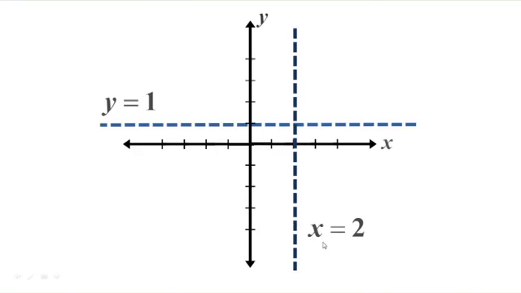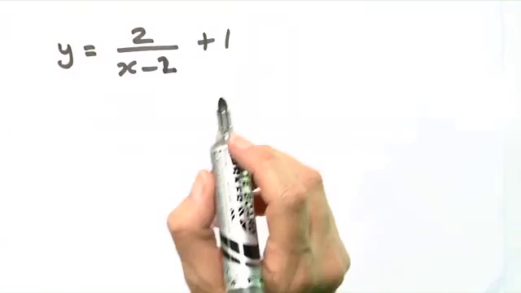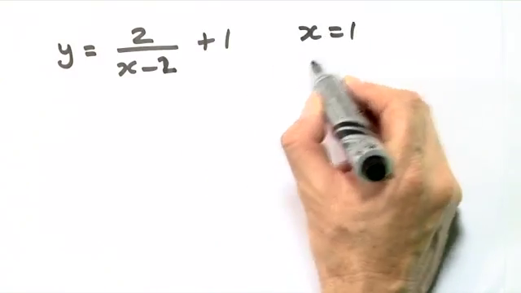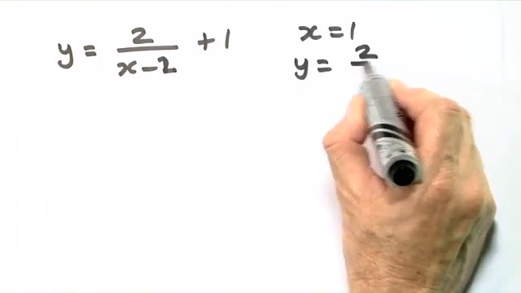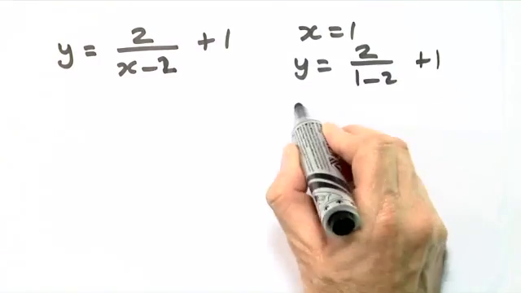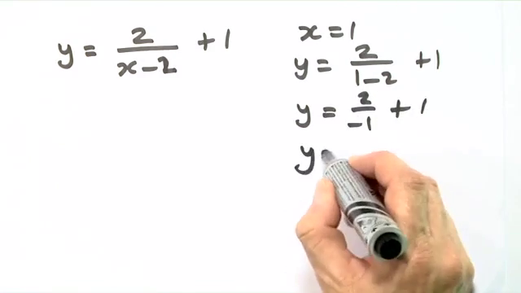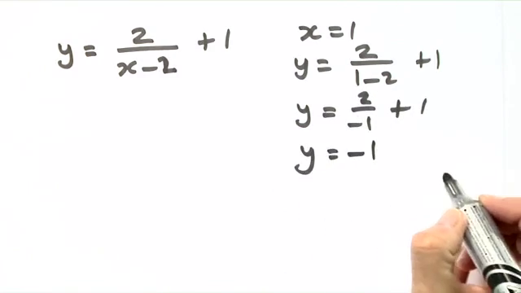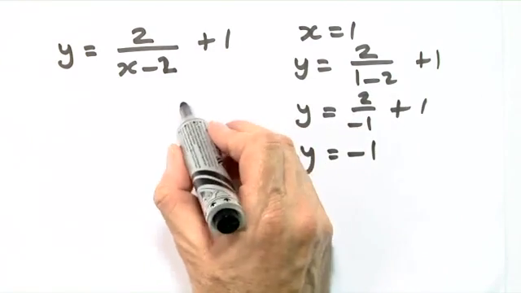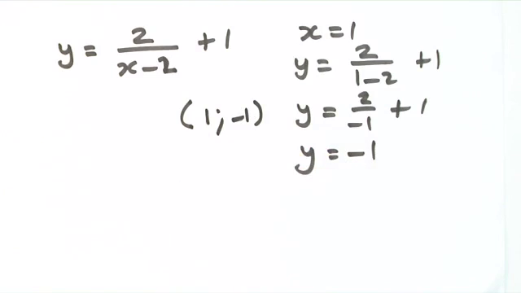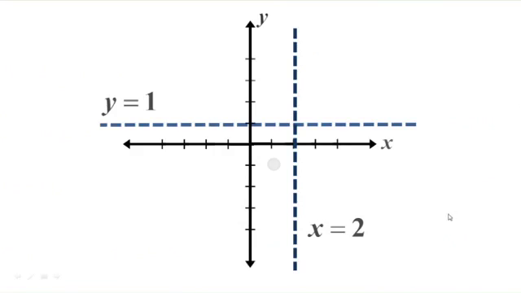Now go to the piece of paper and have a look at this. If you take x equal to 1, what would y be? y would be 2 over 1 minus 2, plus 1. So that's going to give you 2 over -1 plus 1, which is -2 plus 1, which is -1. So the point on the graph would be x is 1, y is -1. Now go back to the slide and let's have a look at this. Can you see what's going to happen? If x is 1, y is -1.